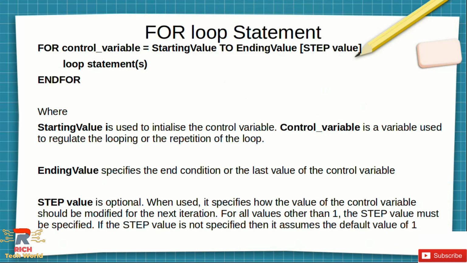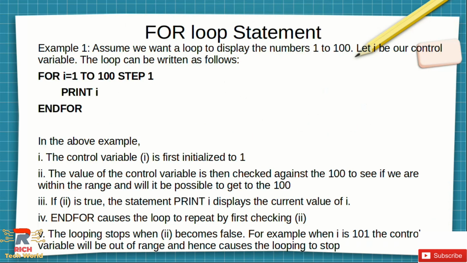I've already made mention of that. And also the step value is optional. When used, it specifies how the value of the control variable should be modified for the next iteration. I just said in my previous statement that it will make changes to the starting value after every loop. So that is that for the for loop. Let's move into some examples so that you understand the for loop better.